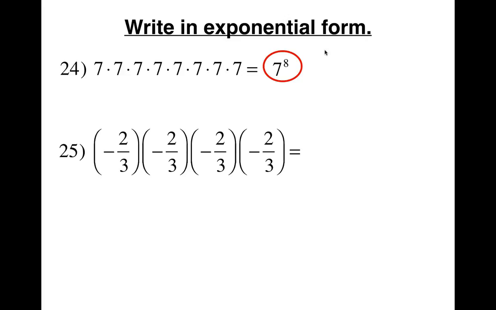Okay, so let's try number 25. What is your base? Your base is going to be a negative 2/3 because that's the number that's getting repeated over and over. But what about the exponent? The exponent tells you how many times the numbers get repeated. It's repeating 1, 2, 3, 4, so raised to the fourth power.